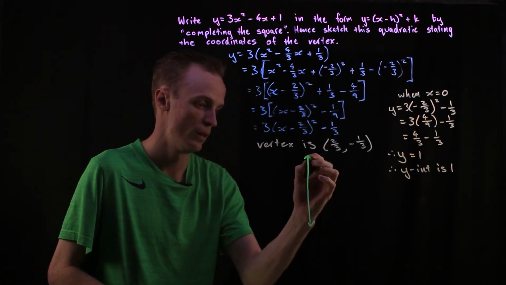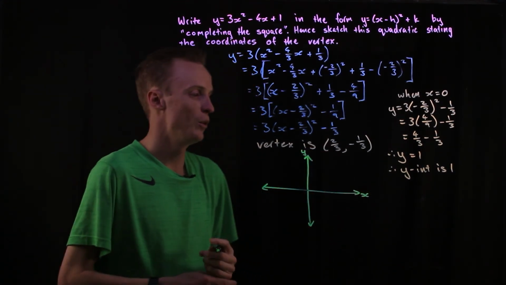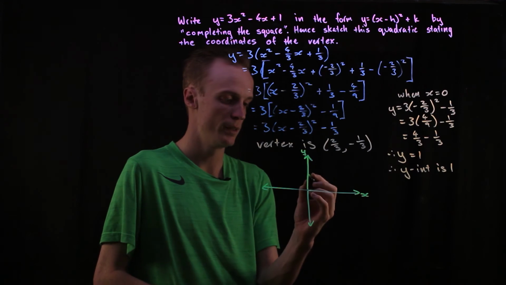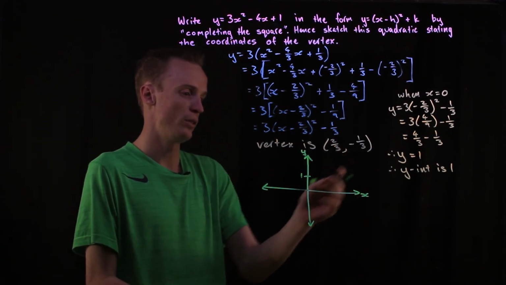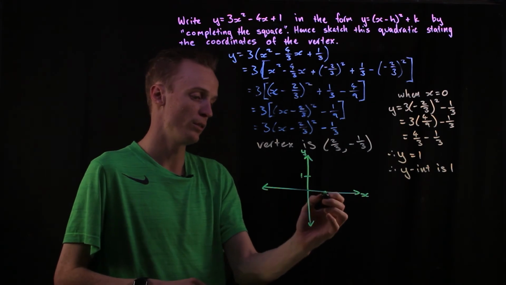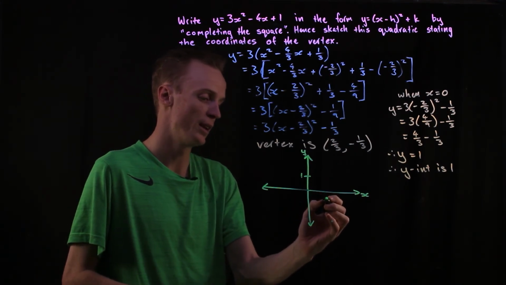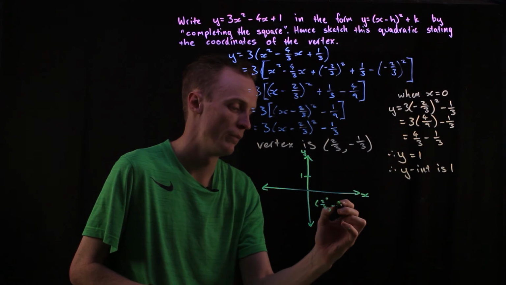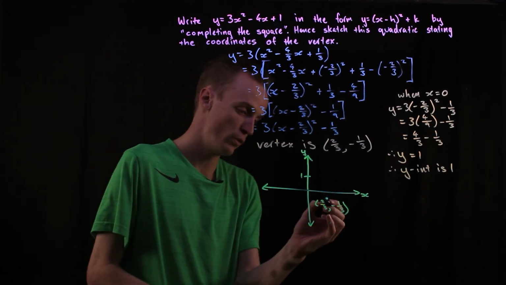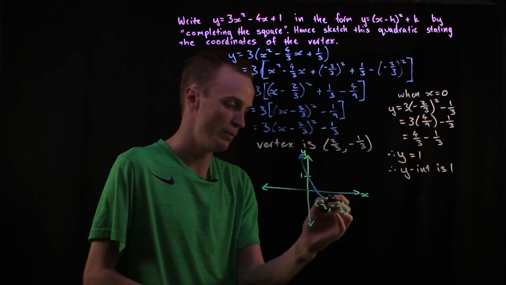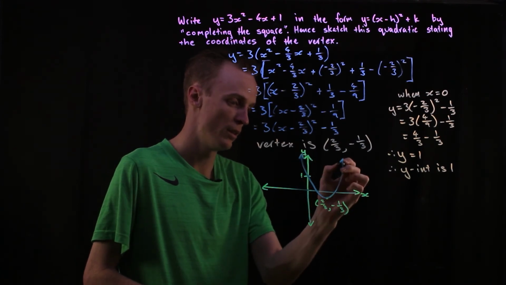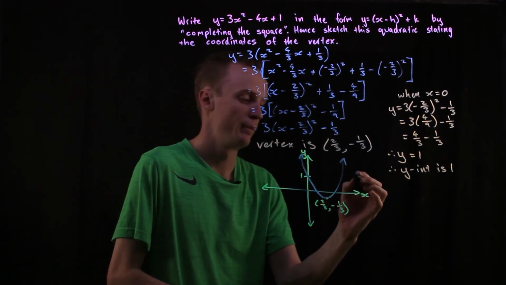I always start with my y-intercept, so that occurs at 1. My vertex is 2/3, negative 1/3, so 2/3, negative 1/3, it'll be down here somewhere. And now I draw my quadratic as symmetrically as I can and label it.